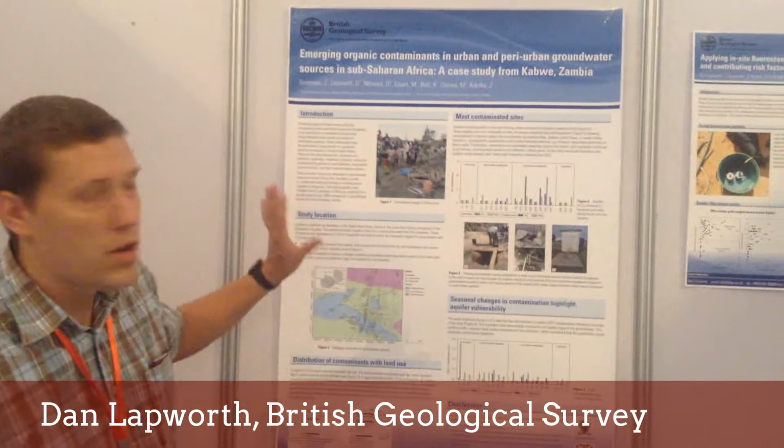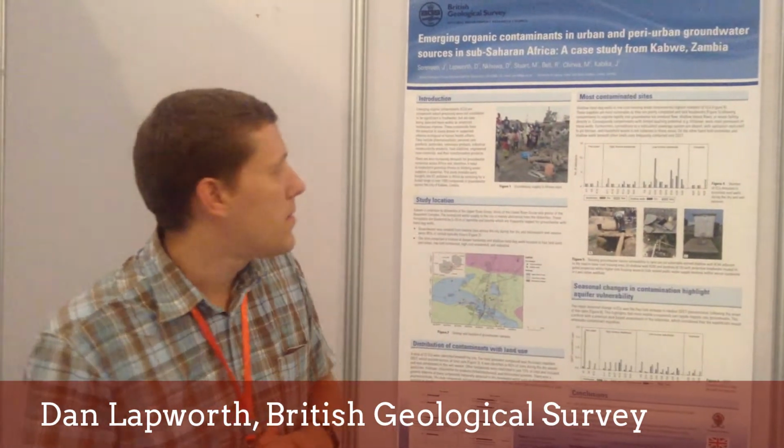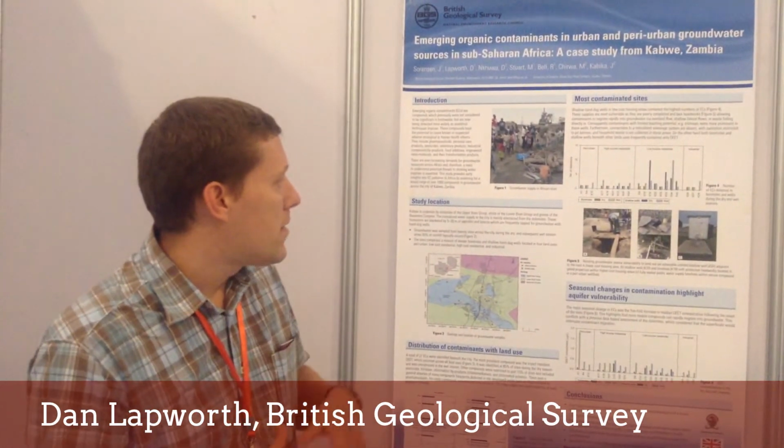To start with, looking at emerging organic contaminants, these are contaminants such as pesticides, antibiotics, personal care products, things that are found in wastewaters. We did a survey focused on the shallow groundwater system to look at the occurrence of these types of organics. And as far as we understand, this is probably the first such study to be undertaken in Africa.